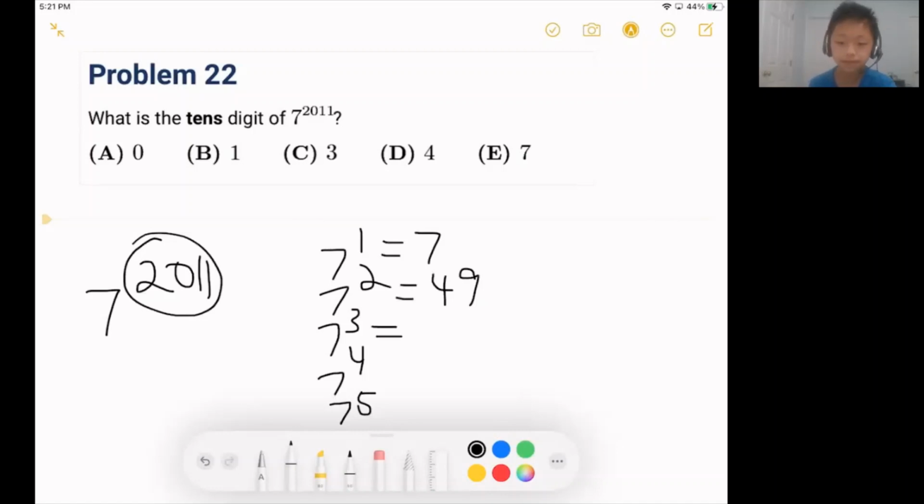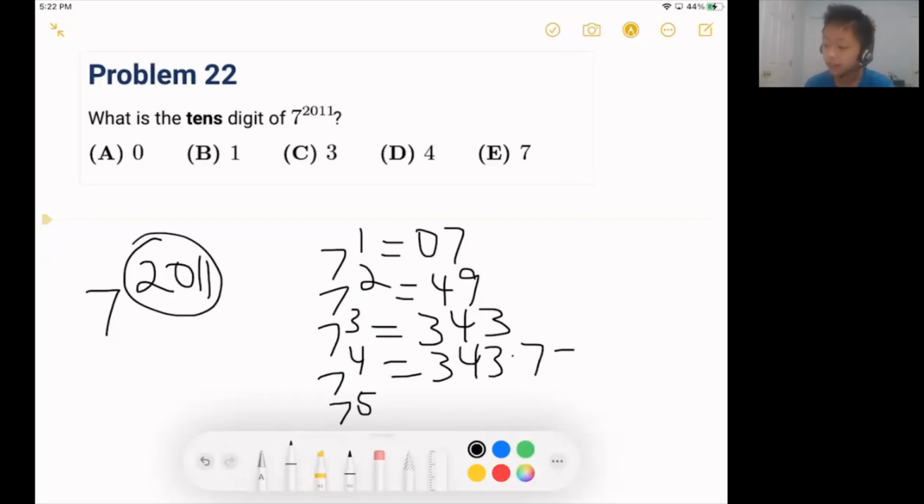7 to the 3, that's 7 times 7 times 7. That's equal to 343. All right, let me write this as 07 actually. So 7 I'll just write as 07. And the reason I do that is just so that we can emphasize that the tens digit there is 0. Now, 7 to the 4, we would do 343 times 7, right? 7 to the 4 is 7 times 7 times 7 times 7. This turns out to be 2401.